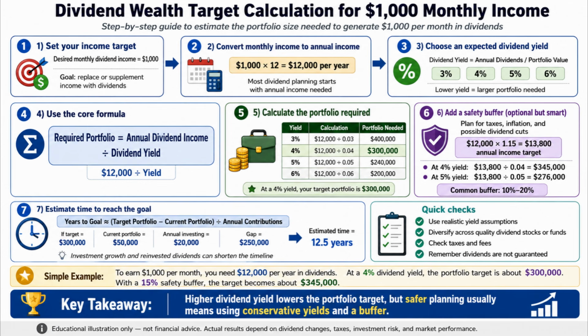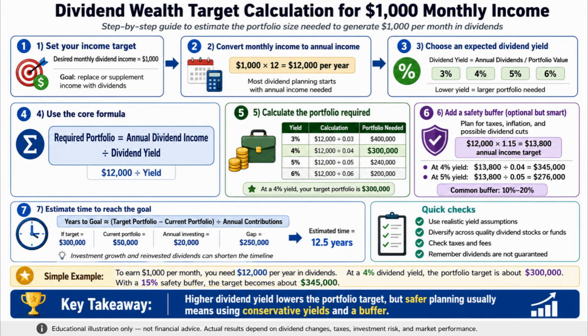Next, estimate the time needed to reach the goal. The formula is target portfolio minus current portfolio, divided by annual contributions. For example, if the target portfolio is $300,000, the current portfolio is $50,000, and annual investing is $20,000, then the remaining gap is $250,000. When $250,000 is divided by $20,000 per year, the estimated time is about 12.5 years.